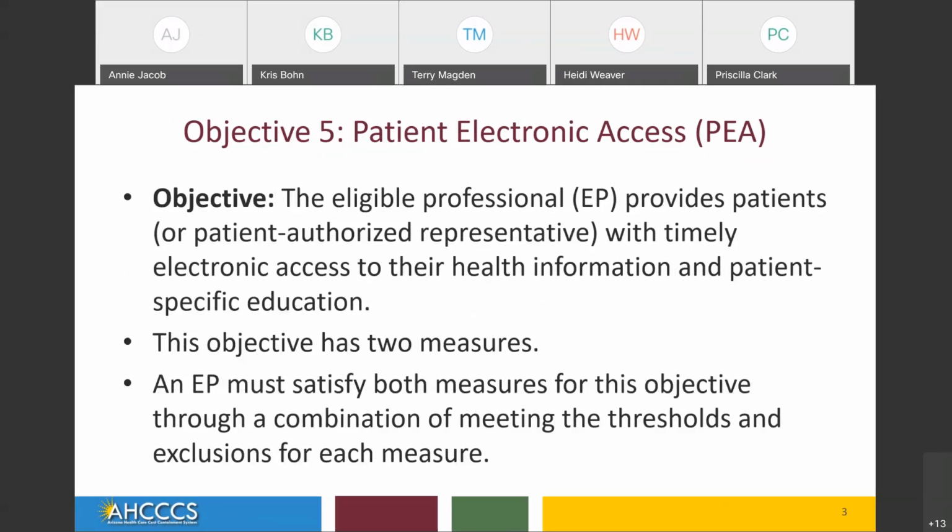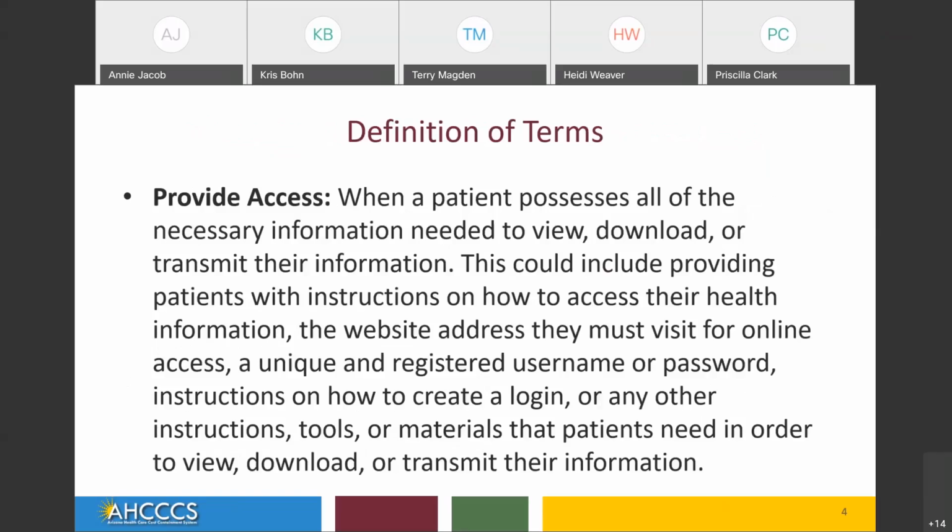Objective 5 is the eligible professional, EP, provides patients with timely electronic access to their health information and patient-specific education. This objective has two measures, and EP must satisfy both measures for this objective through a combination of meeting the thresholds and exclusions for each measure. We're going to go through a few definitions of terms that we will cover over the next few slides.